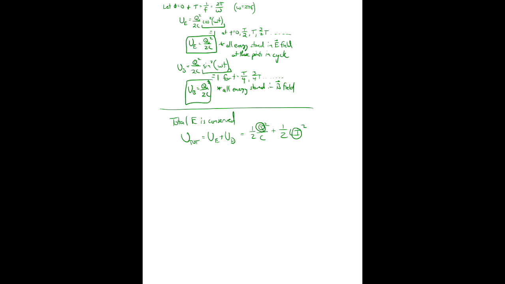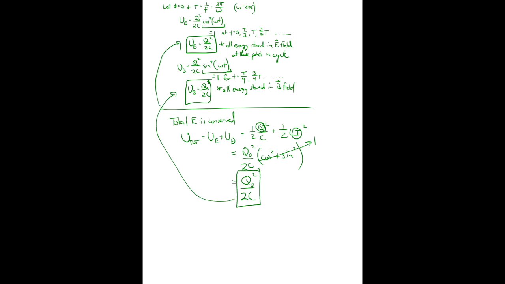And if you do that, all you get is Q naught squared over 2C times cosine squared plus sine squared of the exact same things, and that is just 1, which means that my total energy is Q naught squared over 2C, which again is exactly what we got there. So at all points in time, that is the amount of energy that we have. It's just switching between the different components in the circuit. And that is the end of chapter 30, even though that last bit was extended.